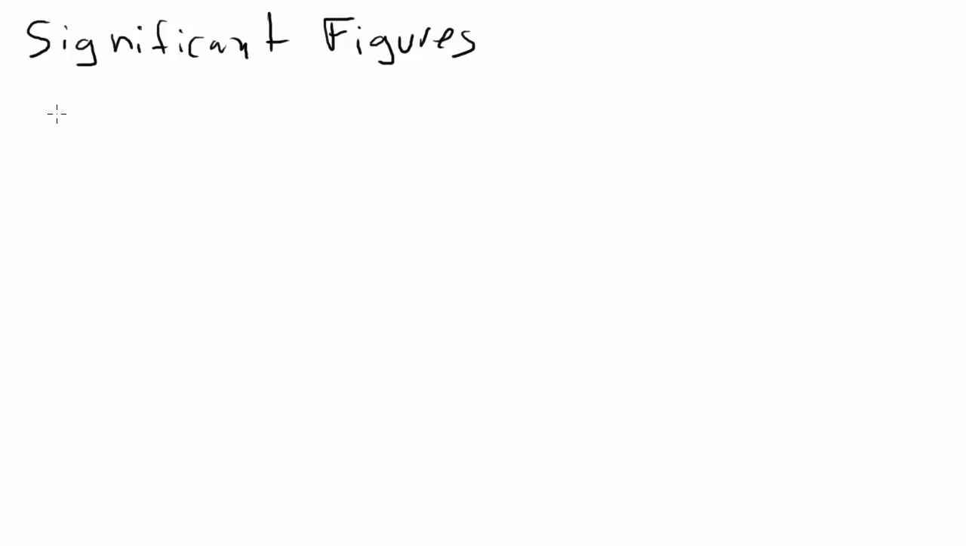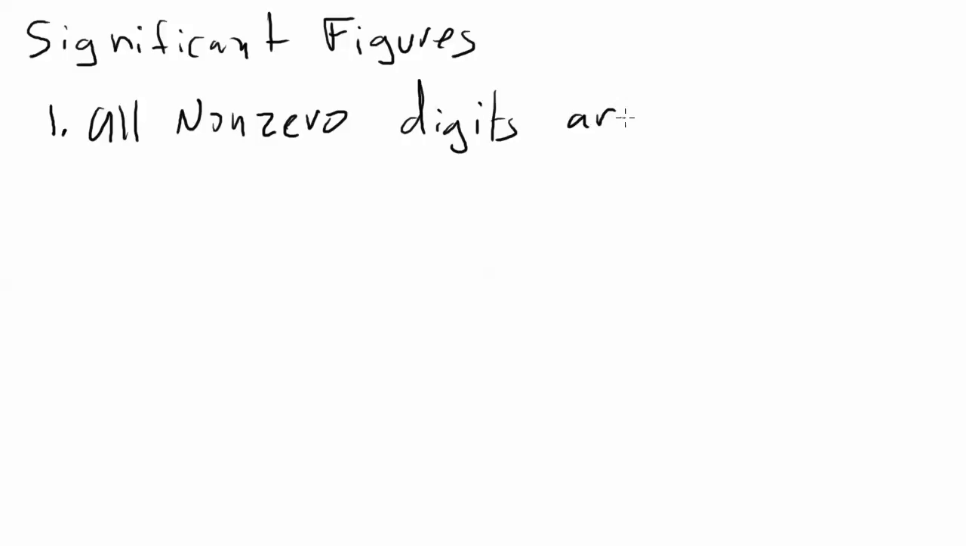So here we go. The first rule is that all non-zero digits in a number are significant. I'm going to abbreviate significant in the rest of this video lecture as SIG. So all non-zero digits are significant. If you see the number 1, 2, 3, that number has 3 significant digits or figures. So that's the first rule.